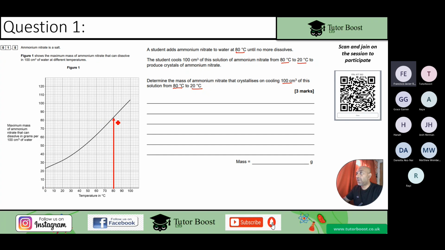So as you can see, this is just over the first box. So at 80 degrees Celsius, the mass of ammonium nitrate that is dissolved is 83 grams. And at 20 degrees Celsius, it's 32 grams. So 1 mark for each of those values. So when you're cooling it from 80 degrees to 20, you would get the difference in the mass, which is 51 grams. So each of those points is the mark for this question.